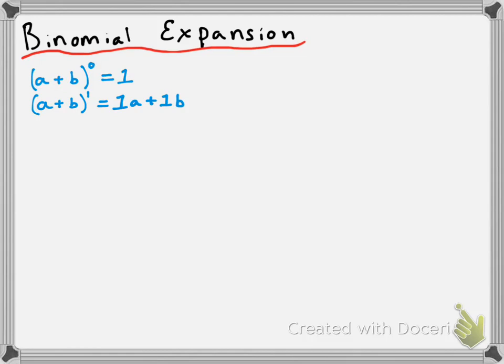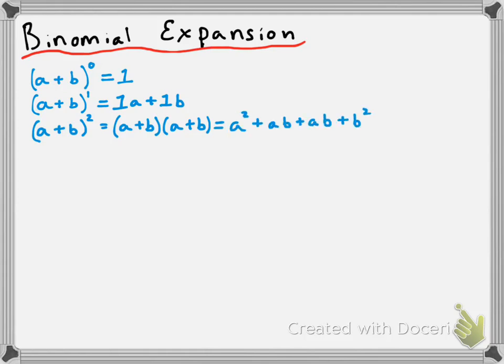Let's do the next power of a plus b. So that's going to be a plus b to the power of 2. Okay, so in order to expand this out, it's helpful to split this up into two sets of brackets where we have a plus b times a plus b. And then of course we can use the distributive property, right? So we do a times a is a squared, a times b is ab, b times a is also ab, and then b times b is b squared. So we end up getting a squared plus ab plus ab plus b squared.